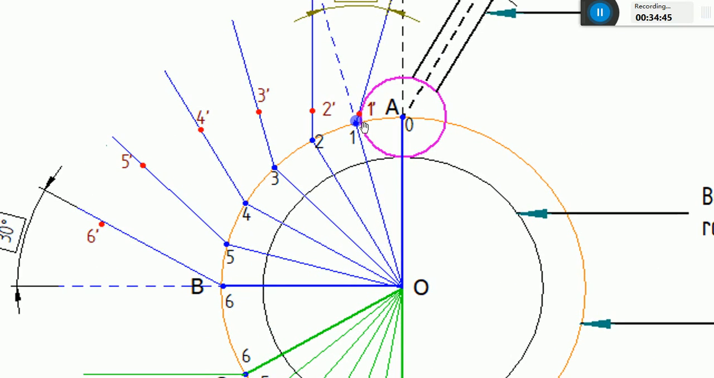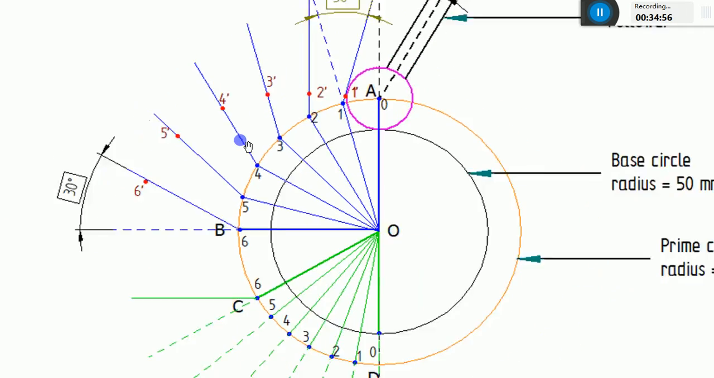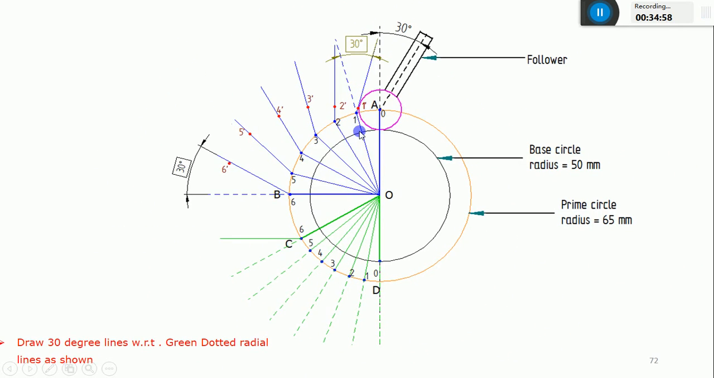Okay. Just take this as a reference. Just cut an arc on these inclined lines. Is that clear? Yeah, I hope this is clear. Okay. After that, in a similar manner, just follow the same steps.